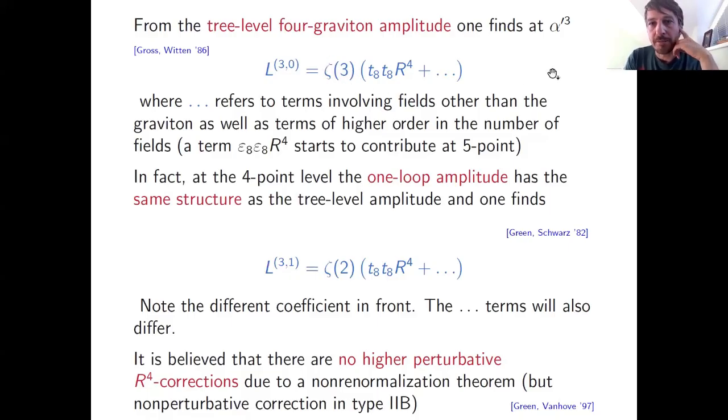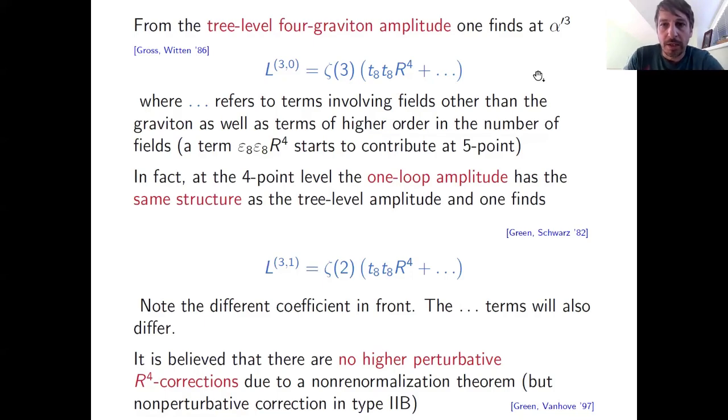Okay, so this is the Riemann zeta function. And then, of course, there are a bunch of other terms which they didn't compute. There will be terms involving all the other fields, so the B field, the Ramond field, and so on. So this is just a term that involves the metric. And then there will also be terms of higher order.